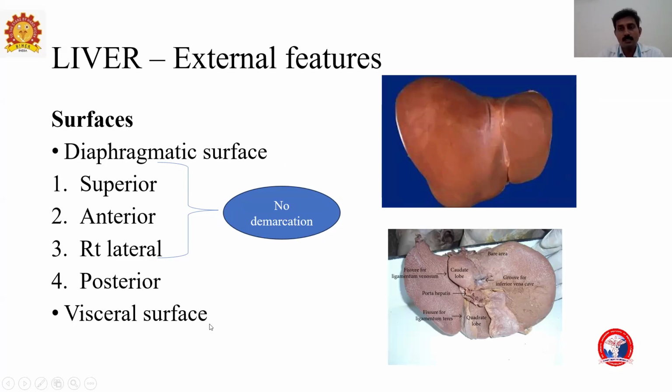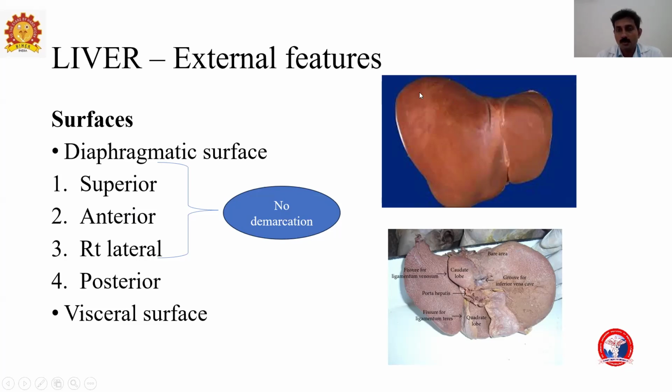So the part of the liver which is below the diaphragm is called the diaphragmatic surface, especially the right diaphragm. The part of the liver which is related to the viscera is called the visceral surface. Again, the diaphragmatic surface is divided into 4 surfaces: a superior, anterior, right lateral, and posterior.